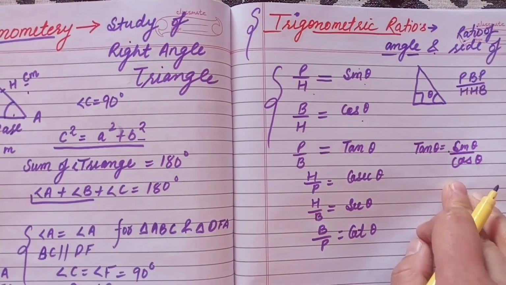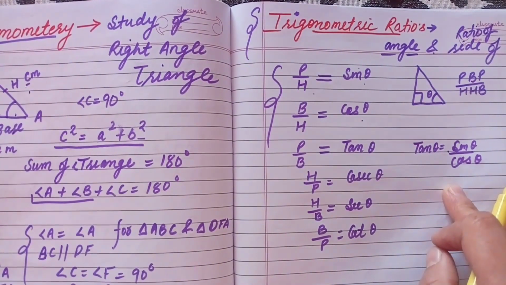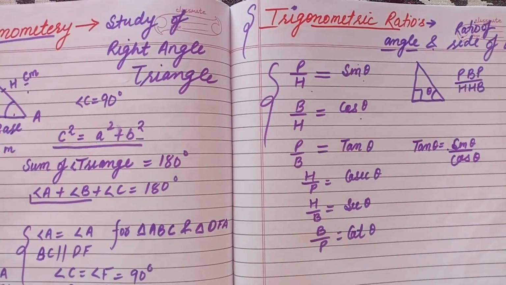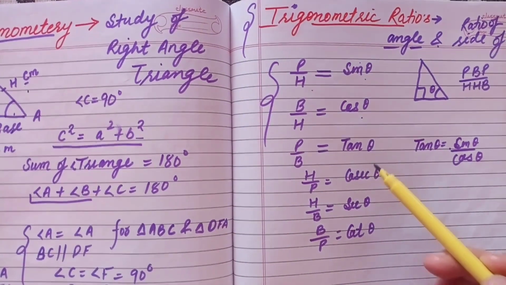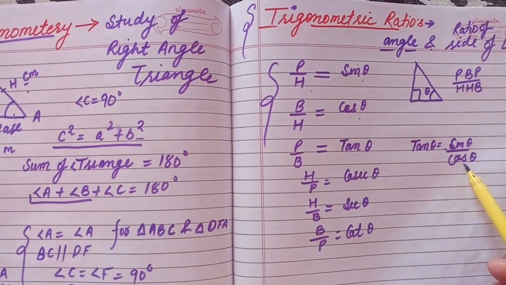You can also write tangent theta is equal to sin theta upon cos theta, right? So these are the most commonly used trigonometric ratios, and the inverses are also useful: cotangent, cosec, and the secant of theta, right? Tangent theta is also equal to sin theta upon cos theta.